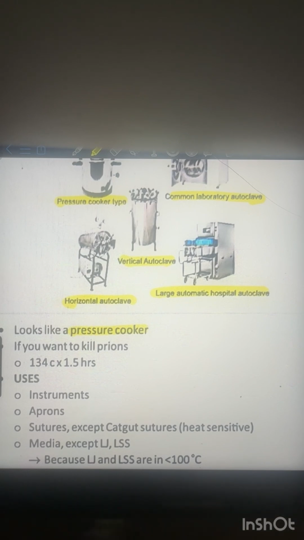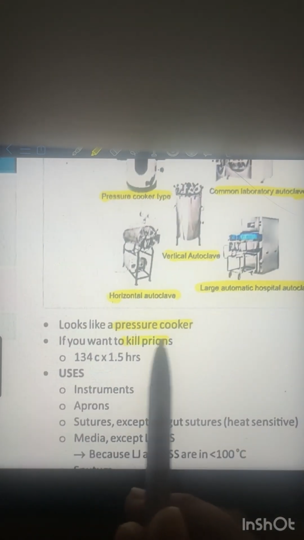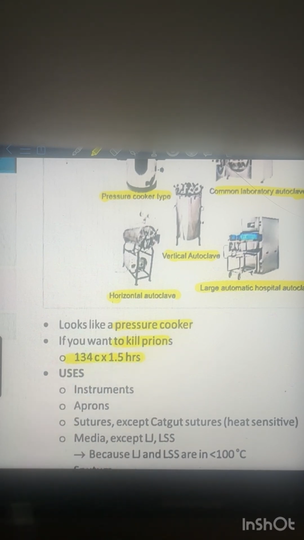That is the rule. However, guys, this is something that I'm telling you for advanced exams. If you're targeting to kill prions, you will have to increase the temperature to 134 degrees centigrade, and instead of 15 minutes, 1.5 hours is the time that you will have to consider. So to kill the prions, the temperature is increased and the timing is also increased. That is what is autoclave.